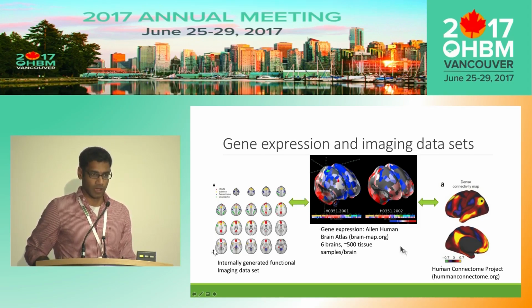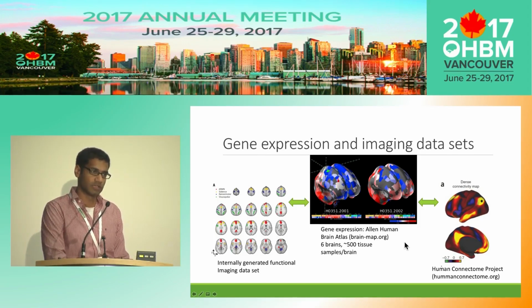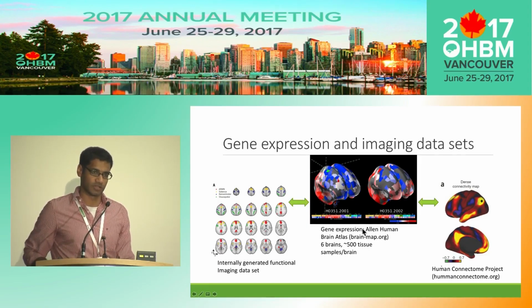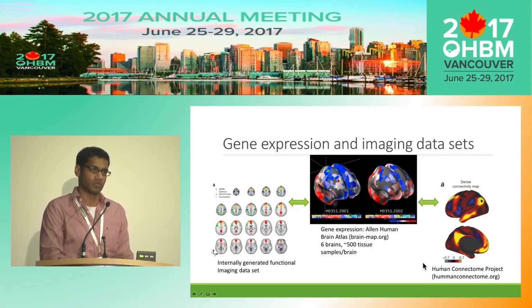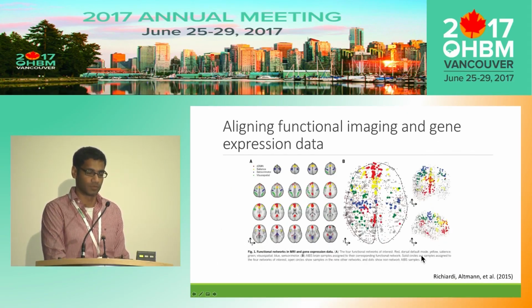On the right, the other paper that I'm going to talk about looks at the parcellation or the connectivity map that came out from the Human Connectome Project. So all of this data is actually available for download. The Allen Brain Institute has an interface to navigate some of this data, as does the Human Connectome Project. So it's easy to look through this data if you're interested.